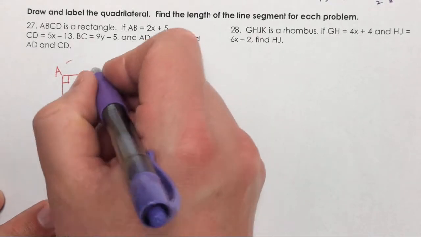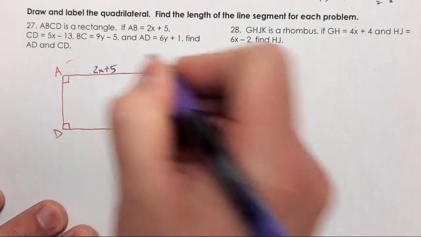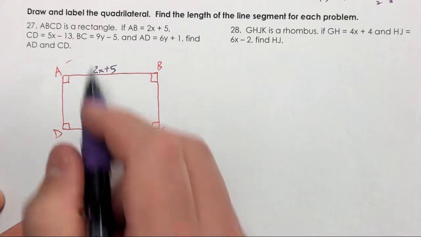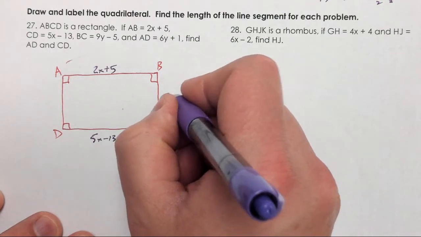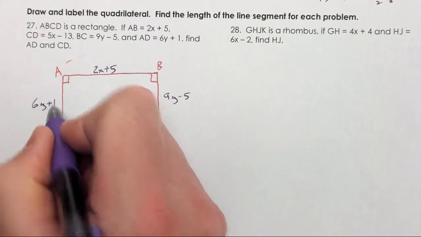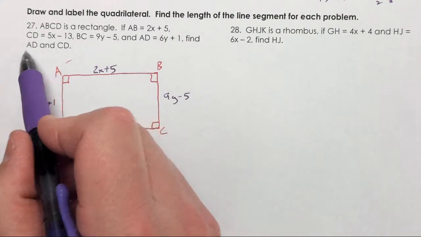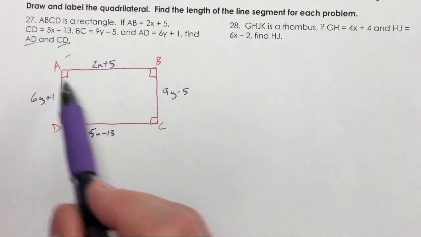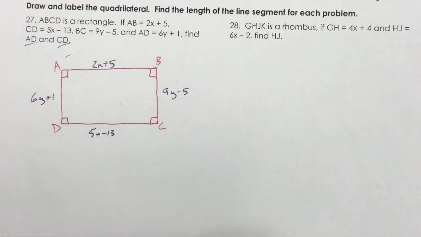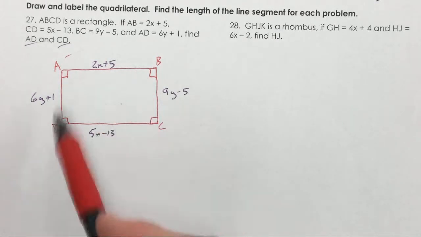So AB is going to be 2x plus 5. CD is 5x minus 13. BC is 9y minus 5. And then AD is 6y plus 1. And it's our job to find AD, which is this left side, the 6y plus 1. Then also CD, which is this 5x minus 13. So we start off with a rectangle, and we have sides here.